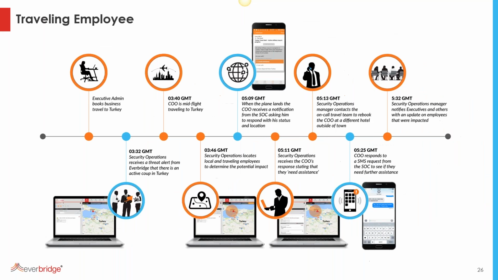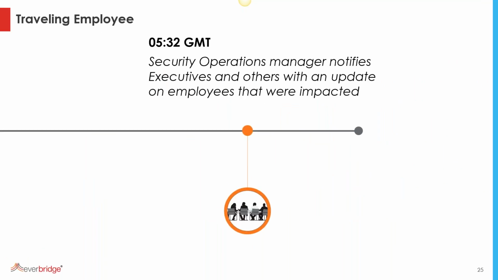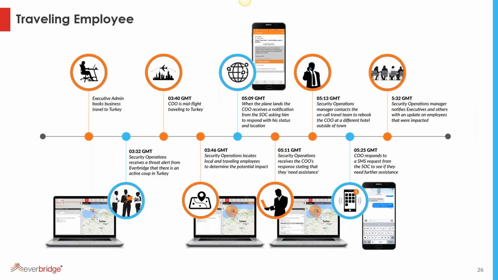Now, once I know that my COO is safe and they don't need any further assistance, I can send a follow-up to executives, update them on the event, saying that there was a military coup in place. We did have an employee who may have been affected, and we were able to respond to that situation in an appropriate, timely manner. So that's the timeline for a traveling employee. That's how having all of their location information in place and having multimodal communication in place would assist with ensuring the safety of a traveling employee.